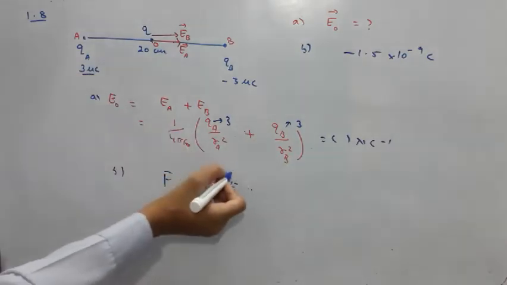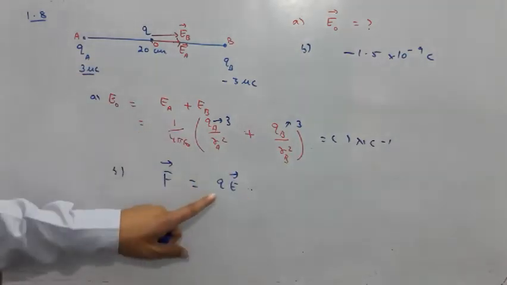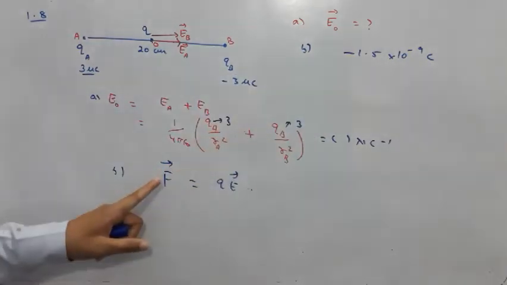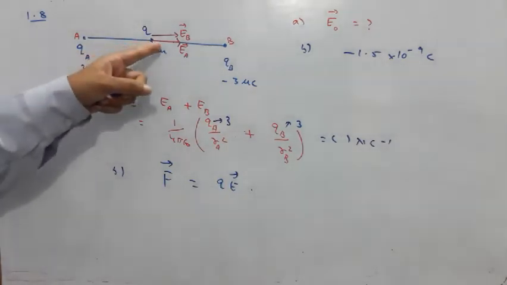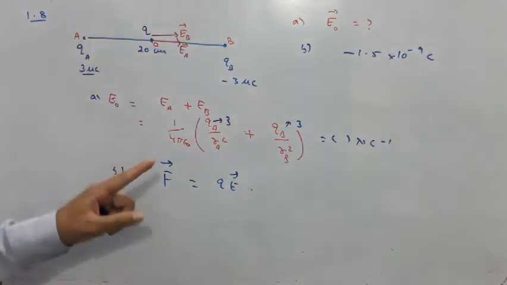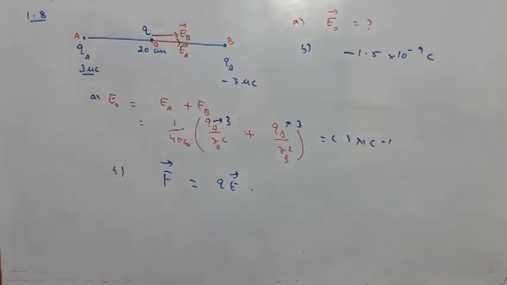One thing you should understand, students, in vector form we should write like this. Since this charge is negative, the direction of force will be opposite to the direction of the electric field. The electric field is directed from A to B. So the force will be directed in the opposite direction, that is from B to A. Is it clear, students? So let's now discuss some other question.